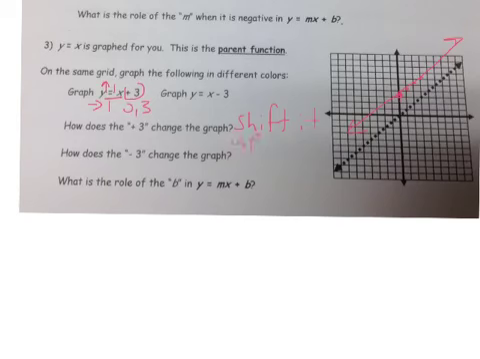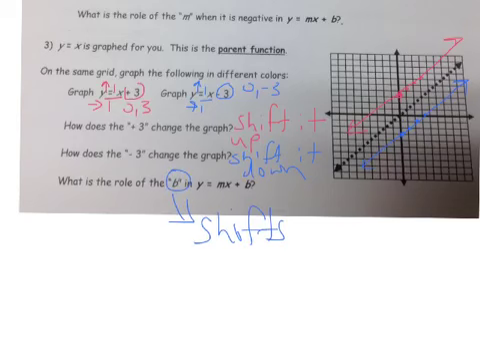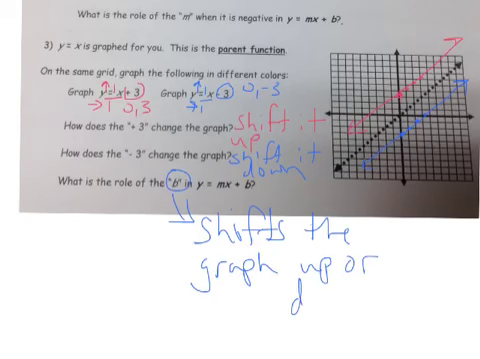This one still has a slope of 1 over 1, so that's up 1 over 1. This time it has a b of negative 3, at 0, negative 3. So we're going to start down 1, 2, 3. And then we go up 1 over 1, up 1 over 1, up 1 over 1. And so here is our line. From the parent function, this is shifted down. So what is the role of b? b shifts the graph up or down. Up if it's a positive, down if it's a negative.